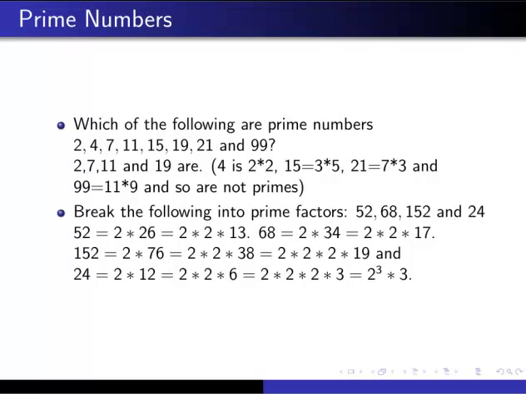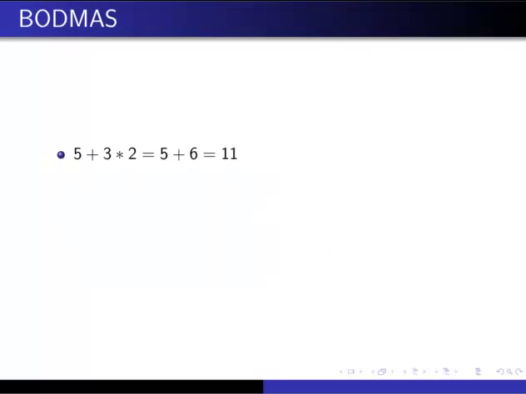And finally, we have BODMAS. So just the order of manipulations. So 5 plus 3 times 2, well, you do the multiplication first, so you end up with 5 plus 6, and now you just add those, so that's equal to 11. Now (5 plus 3) times 2, well, you do the bracket first, so you do 5 plus 3 first, so you end up with 8 times 2, and that's equal to 16.